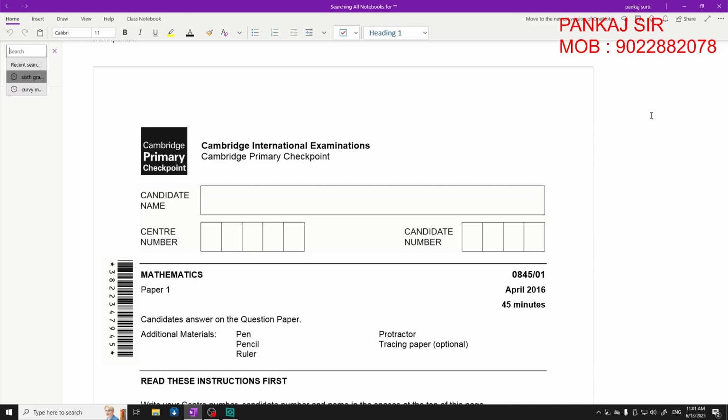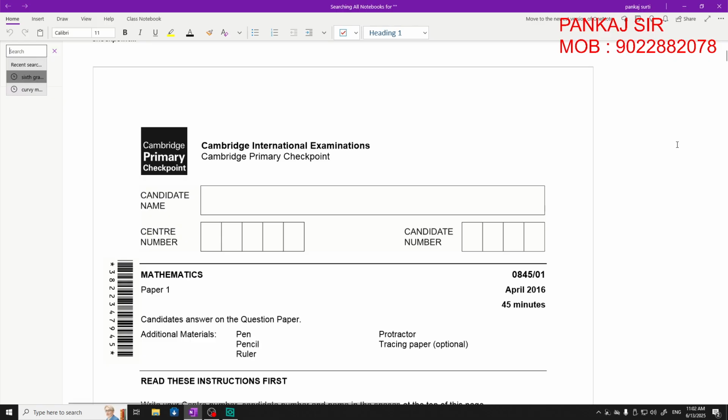This is for the grade 6 students, CIE Cambridge International Examinations. These students at the end of the 6th grade are supposed to appear for a primary checkpoint exam, and I am here with mathematics paper 1, that is 0845, and paper number 1. This paper is of April 2016, and I'm going to solve this paper along with you all and help you in solving this paper. Okay, I am Pankaj sir with you all. So let us get started with the paper.